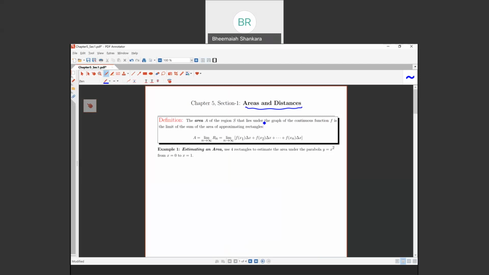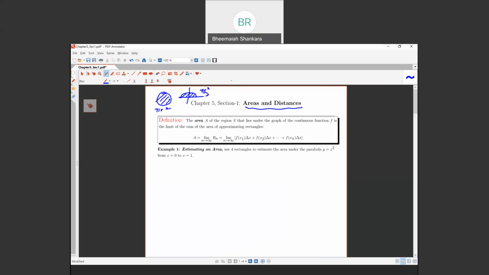Suppose I ask you to find the area of a circle. You all know it is pi r square. What if I ask you to find the area of this shaded region? You know it's half the circle, so you might say that it's pi r square divided by 2. Similarly, if I give you any other area of a known geometrical figure, it's easy to predict the area.